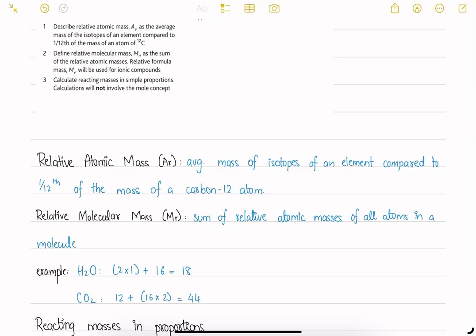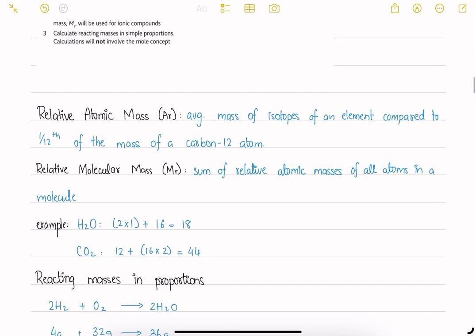Then we have the relative molecular mass. Add up the values of the Ar of all the atoms in a molecule. For example, we have water. The mass of hydrogen is 1 and we have 2 atoms of hydrogen, so 2 times 1 is 2, plus 16 gives 18. And for CO2, we have carbon Ar as 12 and the Ar of oxygen is 16. But as we have 2 atoms of oxygen, we'll write 16 times 2, so the total is 44.